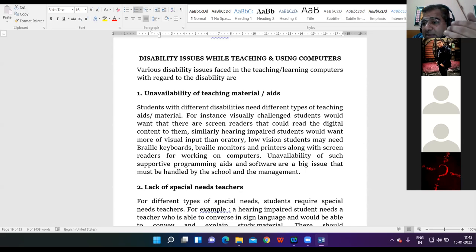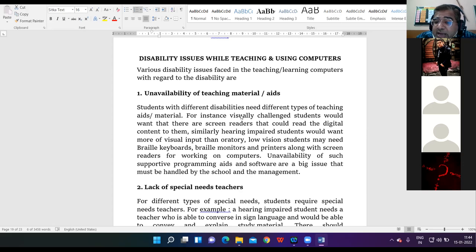Some students, they take more time in theory part, some take less time in theory part, some are more good in practical, some are weak in practical, some are good in both. So we should see the requirement of every child. Okay? Students with different disabilities need a different type of teaching. Beta, jo disabled students hain, unko thodi different type ki teaching chahiye, unki problem ko dhyan mein rakhte hue. We should see what problem they are facing, what actually they need. Accordingly, we have to provide them the way of teaching that is soothing to them.